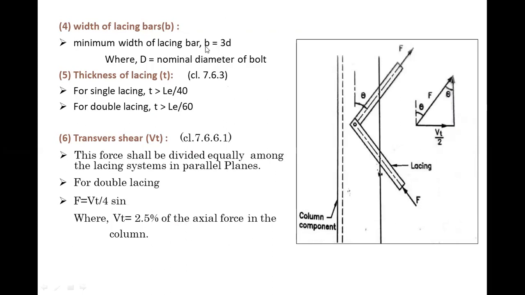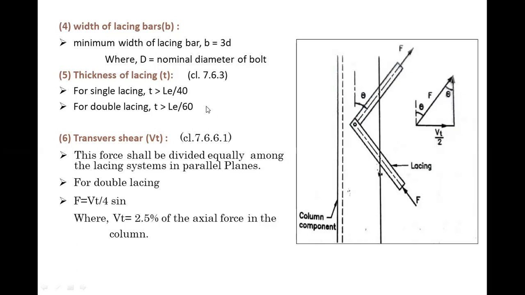This criteria is fixed, right? Whenever you need the width of the lacing bar, we take it as equal to 3D, where D is the nominal diameter of the bolt, which is connecting two lacing systems by a bolted connection, right?